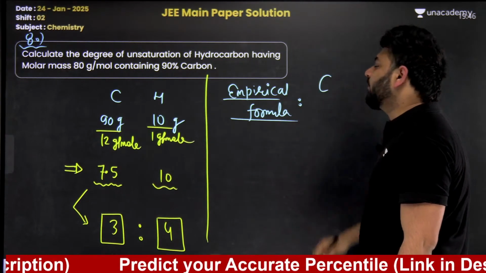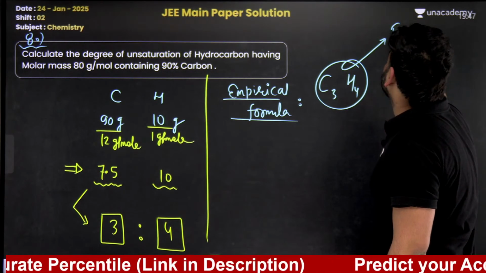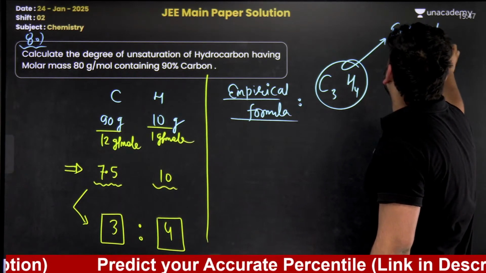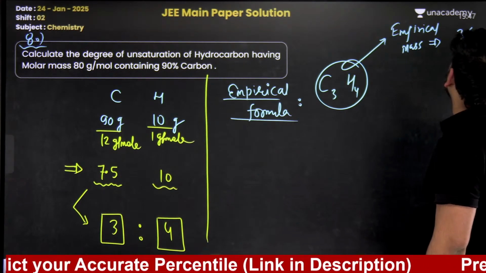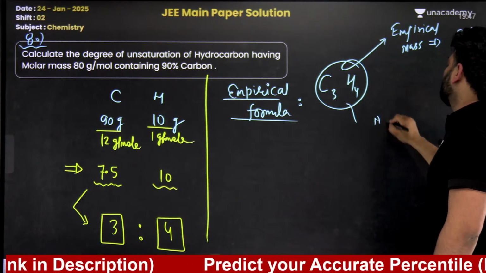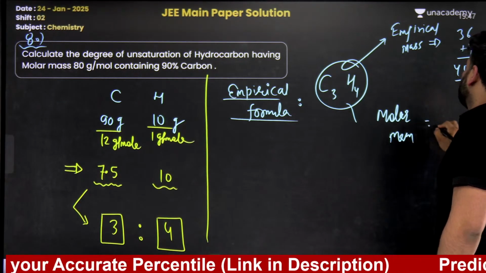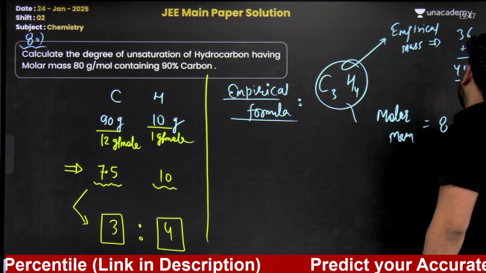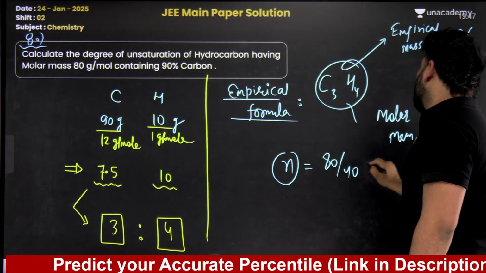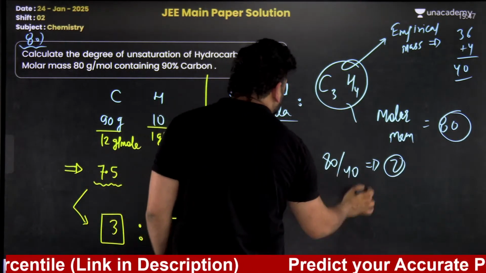Then use it and find the empirical formula. The empirical formula will simply become C3H4. C3H4 has an empirical mass of how much? 12 times 3 is 36 plus 4 is 40. And we also have the molar mass of this molecule, which is already there with us: 80. So you will get n, an integer, equal to 80 by 40, molar mass upon empirical mass, and that comes up as 2.